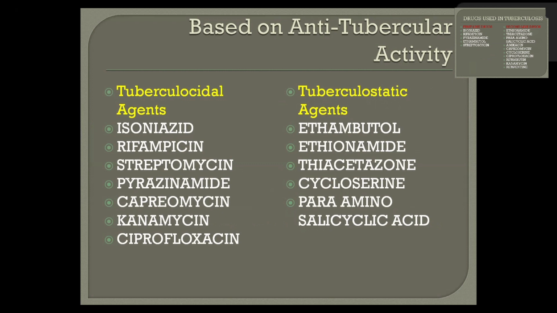Now we will see some of the drugs that come under tuberculocidal agents: isoniazid, rifampicin, streptomycin, pyrazinamide, capreomycin, kanamycin, ciprofloxacin. Static agents are ethambutol, ethionamide, thiacetazone, cycloserine, and para-aminosalicylic acid.